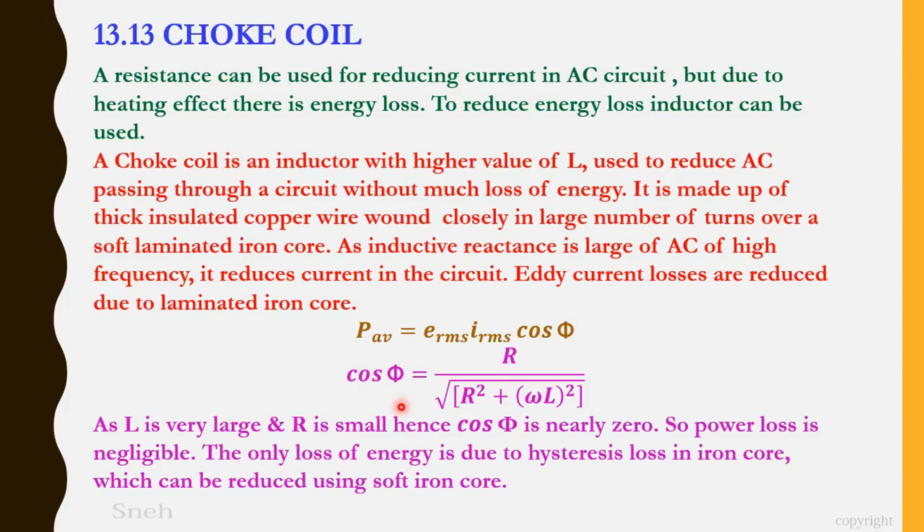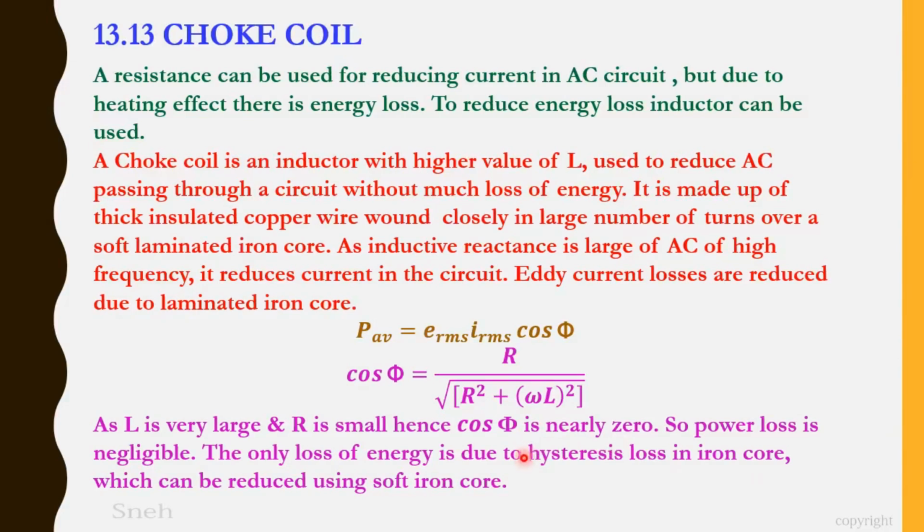And we have seen earlier that if cos phi is equal to 0, power loss is negligible. We call it the power factor. So as this value is very small, power loss is also said to be negligible, and the only loss of energy is due to hysteresis loss in iron.